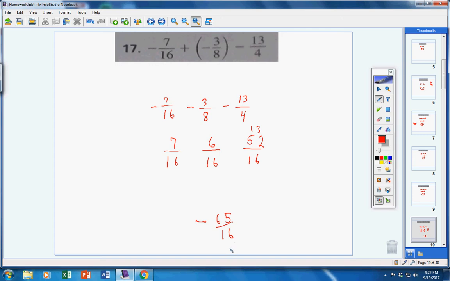Okay? Now, if we write that, that's a fine answer. Your fraction cannot be reduced, so that's fine. If you want to write it as a mixed number, it would be, let's see, 16 goes into 65 4 times with the remainder of 1, and that remainder goes over 16. Okay? And that's a fine answer also, okay? Either one of those two answers would be fine.